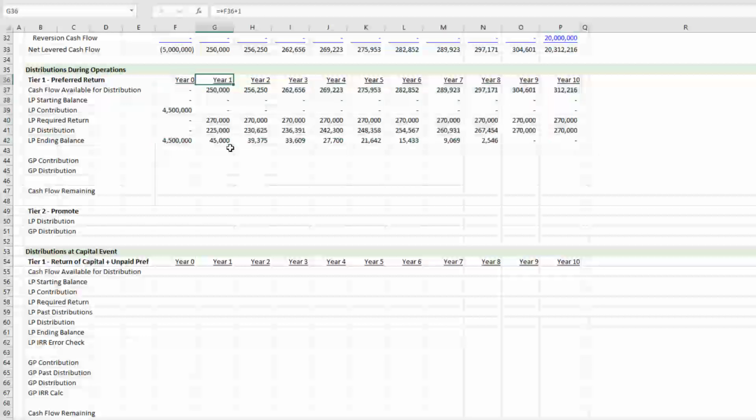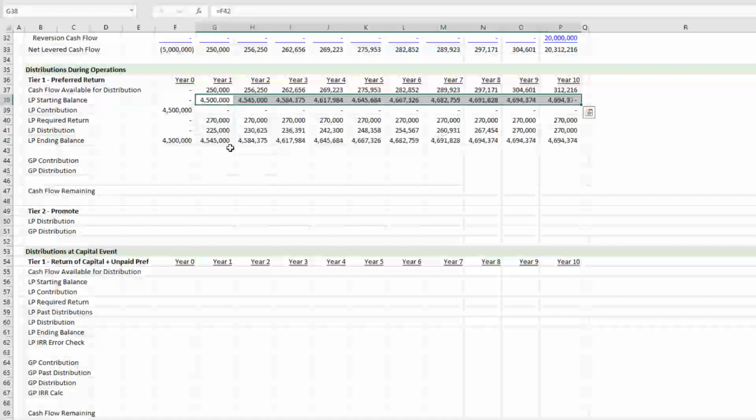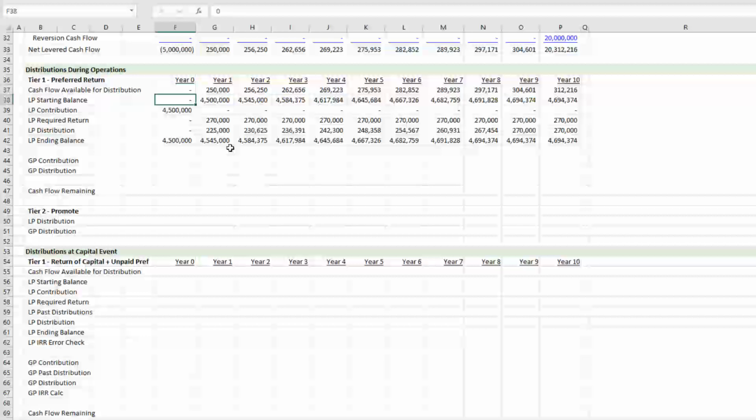Now there's one thing I noticed. If you recall, we set the LP starting balance as 0 here. And so I need to go to year 1 and make this equal to the ending balance of the previous period. Now let's do the same with that range. And we've completed the first tier, or the preferred return tier, for the LP during operation.